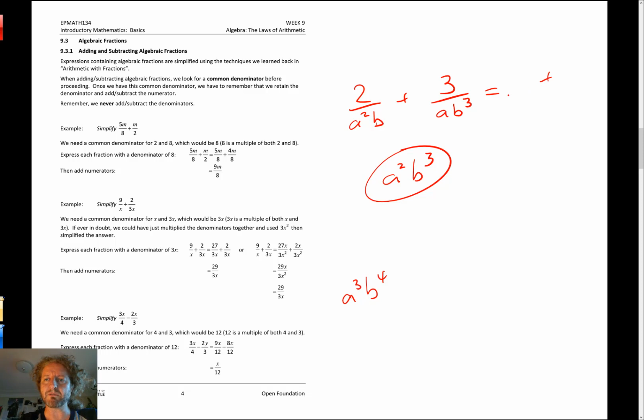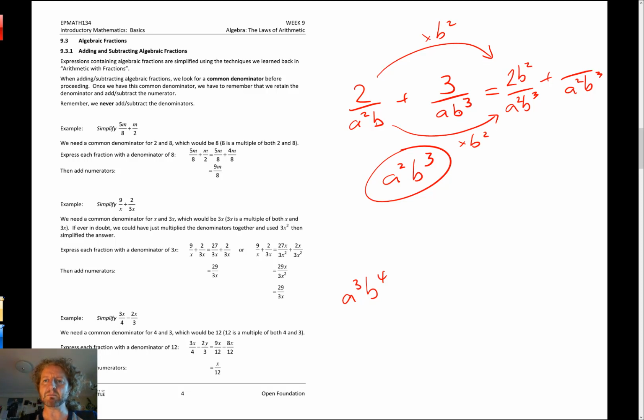I'm still going to do it in 2 separate fractions. Now I'm going to convert these both to a squared b cubed. What happened to this denominator? A squared b, how did it become a squared b cubed? It got times by b squared, because the only thing different is b became b cubed. So if the bottom got times by b squared, the top had better get times by b squared. It's 2b squared. Now what happened to ab cubed to get to a squared b cubed? The only thing it got times by was an a. A went to a squared, the b cubed stayed. So the 3 only needs to get times by an a, so it becomes 3a.